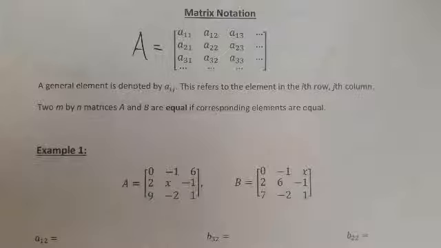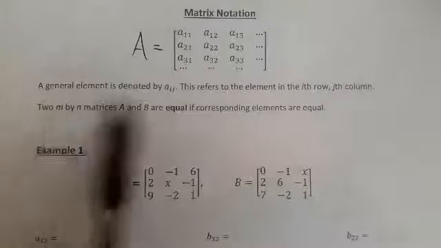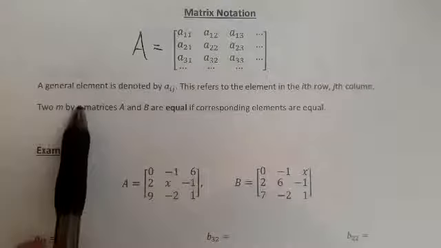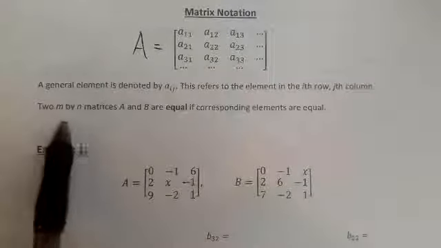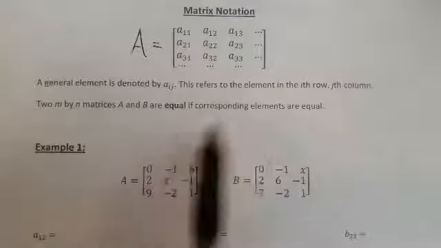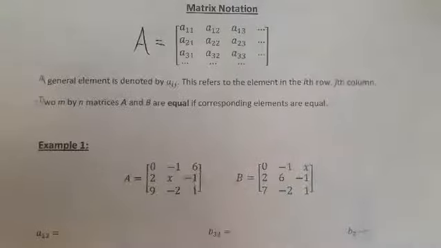Two m by n matrices A and B are equal if the corresponding elements are equal. For two matrices to be equal, there are really two things this definition is saying. First, they both have to be the same size, the same rows by columns. And the other thing is each corresponding entry has to also be the same.